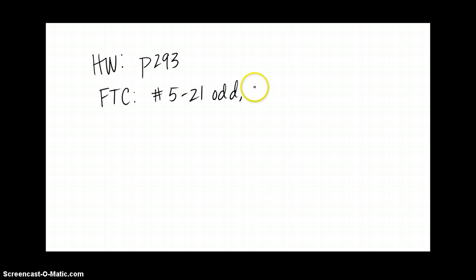Alright, so homework for our next class, the first time we see each other. Page 293. Using the fundamental theorem, numbers 5 through 21 odd, 22, 23, and 27 to 34. These are your trig problems, so let's focus on them. Do all of those. All right, enjoy the rest of your break.